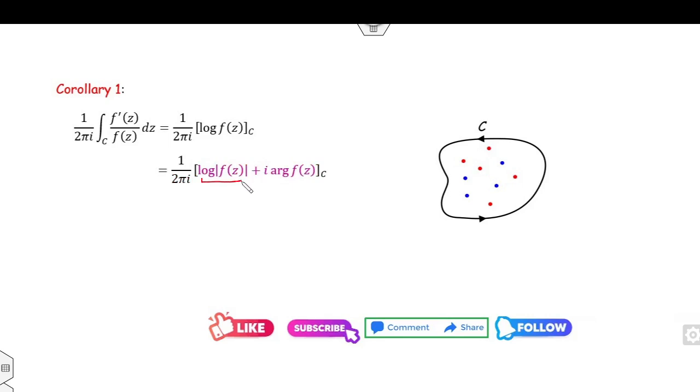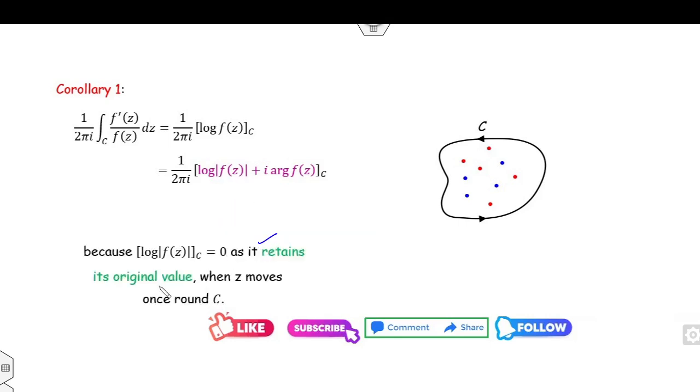Now I can also write this part as 1 over 2 pi iota, log of f of z over the curve C, plus iota argument of f of z over the curve C. Now this value will be 0. Why? Because the value of log of f of z returns to the original value when z moves along the curve C. So this value will be 0, and in the remaining part iota will cancel out. It is 1 over 2 pi times the argument of f of z.